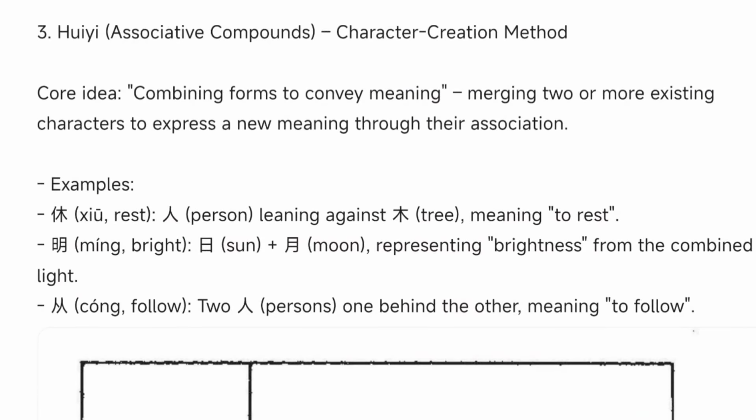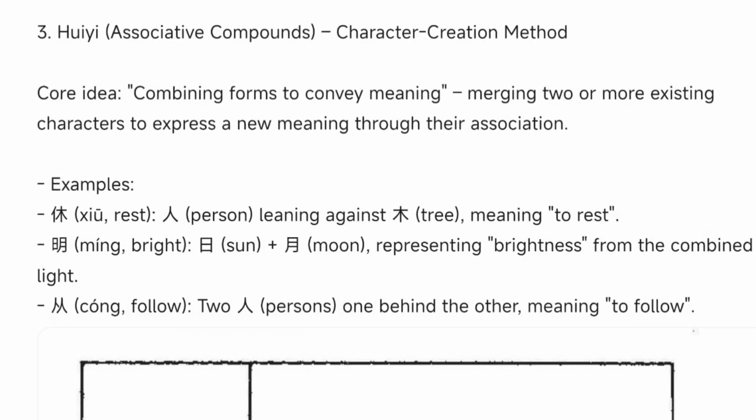Okay, let's come to the third part, 会意, associative compounds, a character creation method. The core idea is combining forms to convey meaning, merging two or more existing characters to express a new meaning through their association. And I offer three examples. The first one is 休, which means rest.